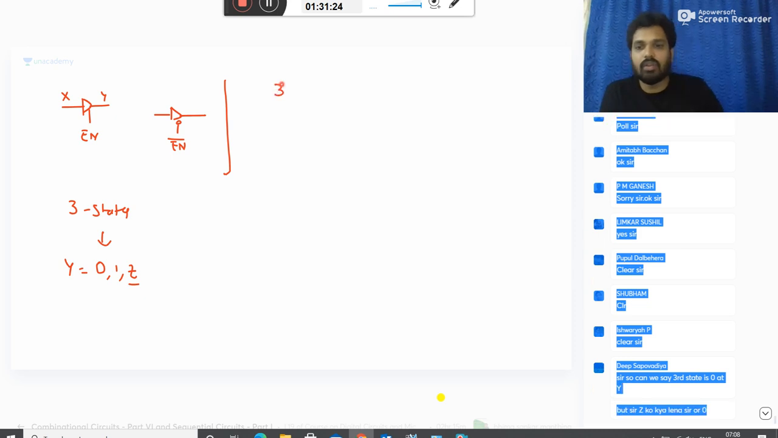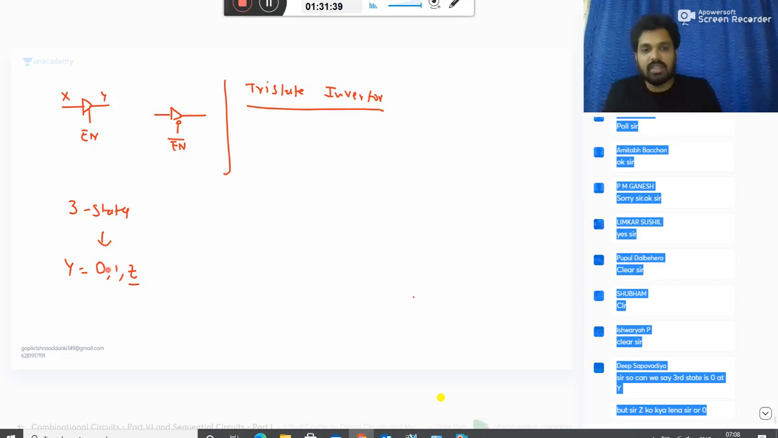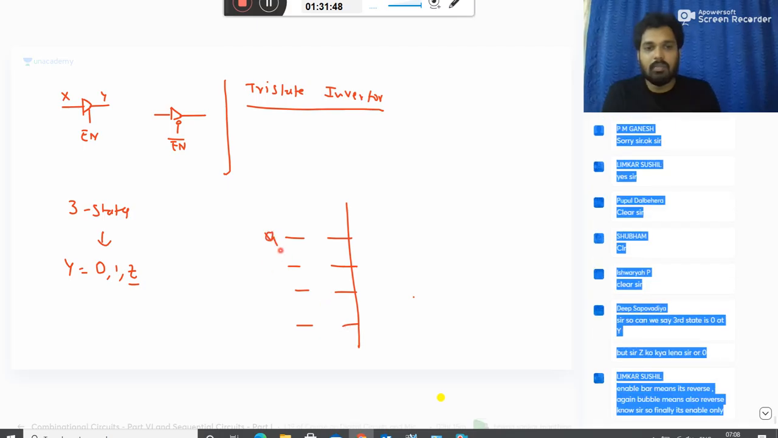There is another, what we call, tri-state inverter. Z is not 0. Z is neither 0 nor 1. It is open circuit. It is disconnection. Say 4 people are there, A, B, C, D. You may allow only one, and the remaining are open circuited. They are disconnected from the circuit. That is not 0, not 1.